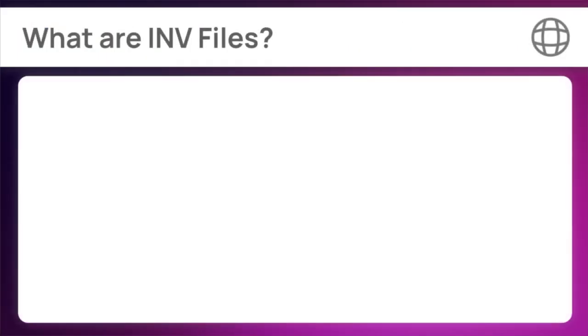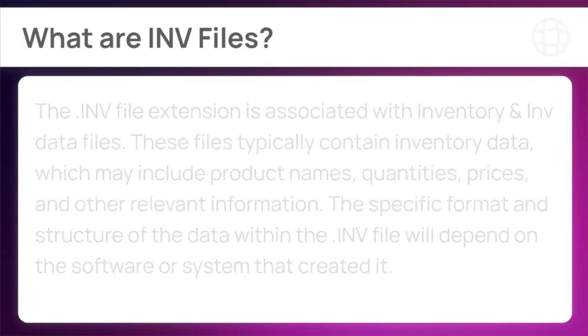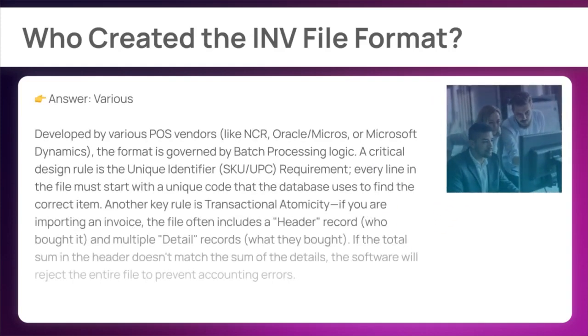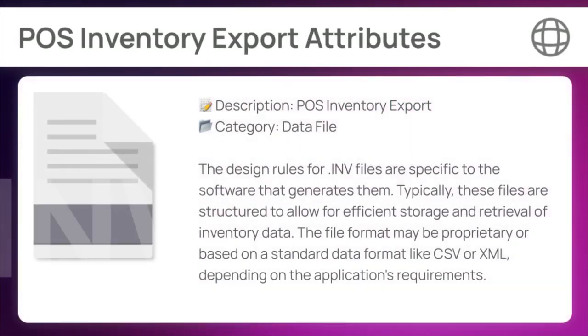The INV file extension is associated with inventory and INV data files. These files typically contain inventory data, which may include product names, quantities, prices, and other relevant information. The specific format and structure of the data within the INV file will depend on the software or system that created it. The design rules for INV files are specific to the software that generates them. Typically, these files are structured to allow for efficient storage and retrieval of inventory data.